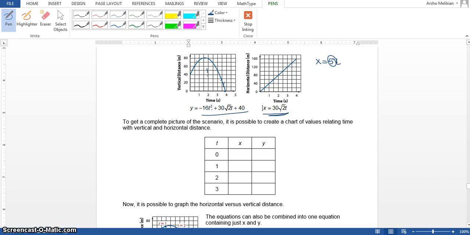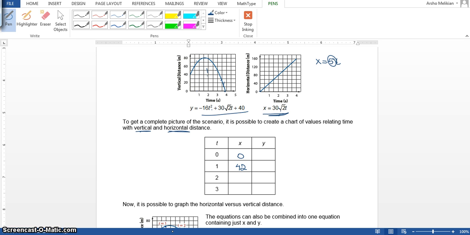All right, so what we're going to do here is create a chart of values relating vertical and horizontal distance. So let's see, when t is equal to 0, what is the horizontal distance? We're going to get these values and plug them into the horizontal equation. So when t is equal to 0, x is equal to how big? 0. When t is equal to 1, this is 30 radical 2, which is about 42.